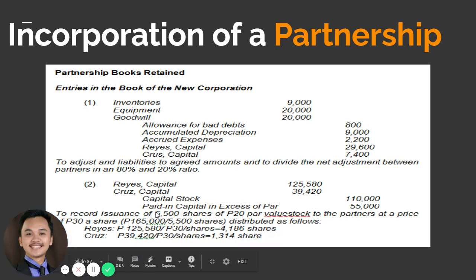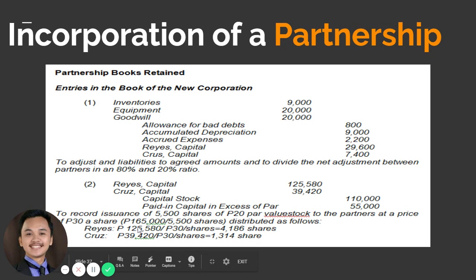So, where does 165,000 come from? The 165,000 is from 125,580 plus 39,420. This is the adjusted capital balance of Reyes and Cruz. So, from 165,000, you divide by 5,500 shares.